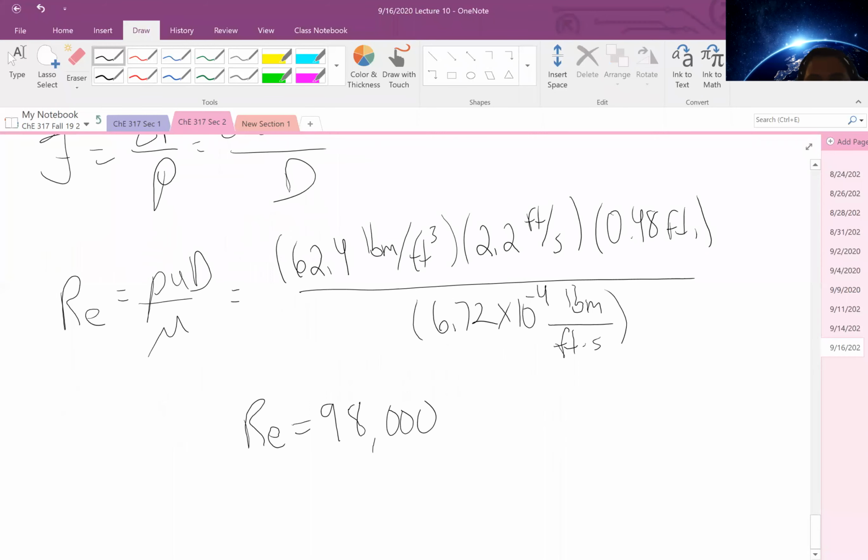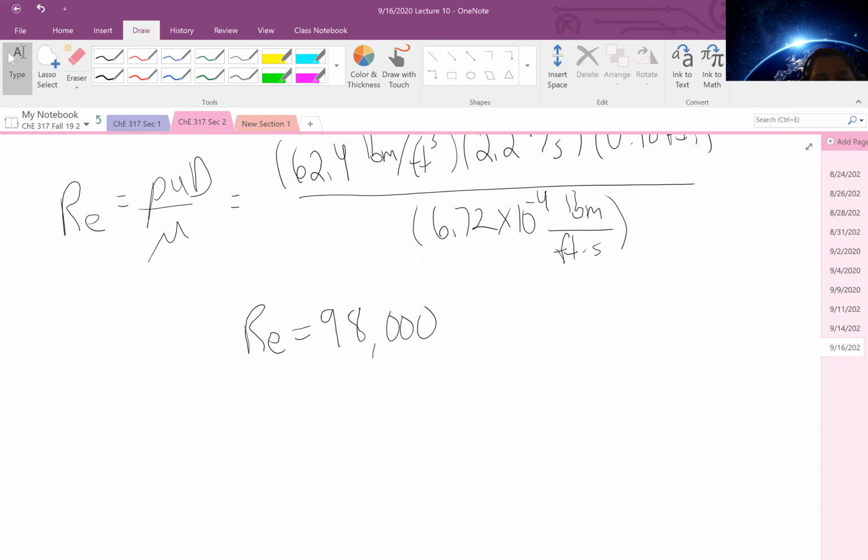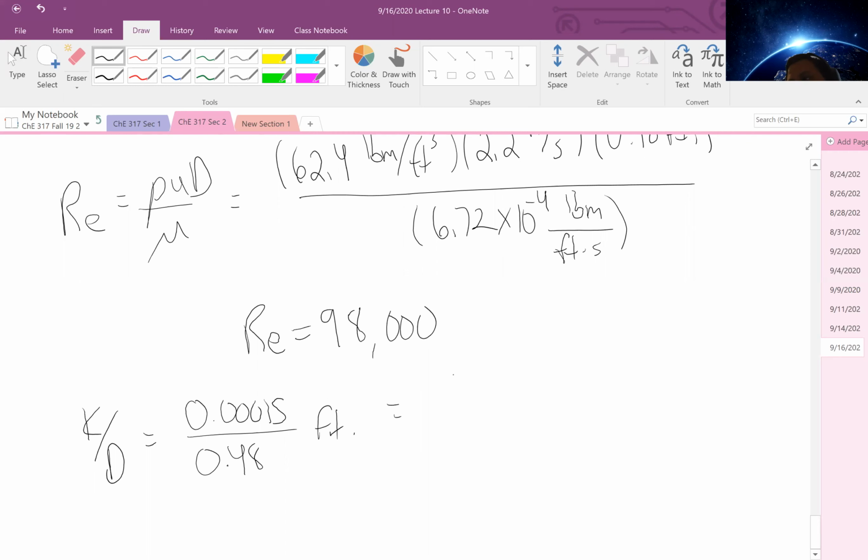For a Reynolds number. I didn't say what type of material, but I'm going to assume it's stainless steel. So my K over D is going to be 0.00015 divided by 0.48 feet, which gives me a relative roughness of approximately 0.0003.